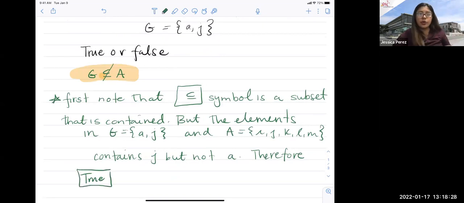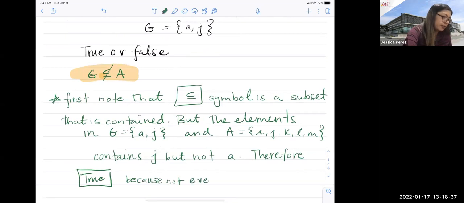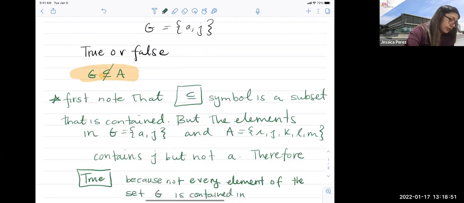The answer would be true. Why would it be true? The statement is true because not every element of the set G is contained in A. And so that would be the first question.